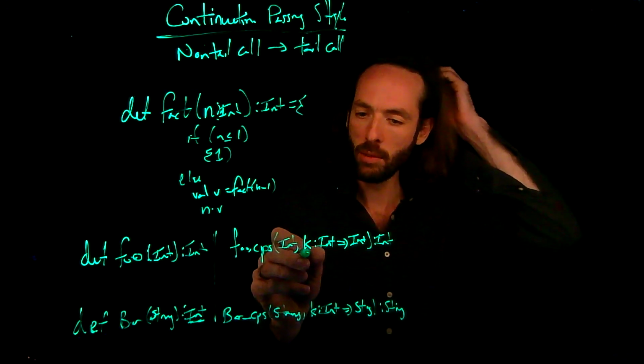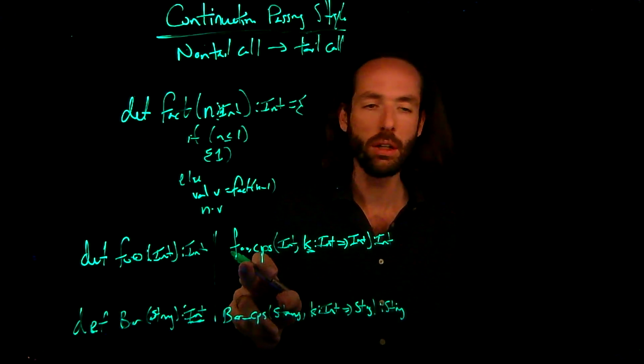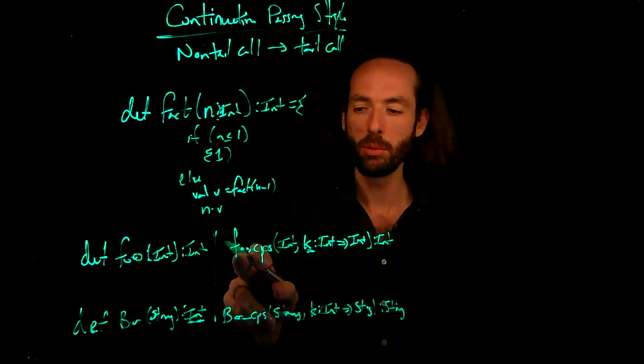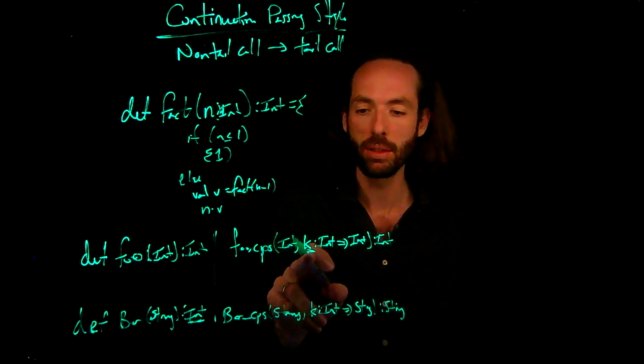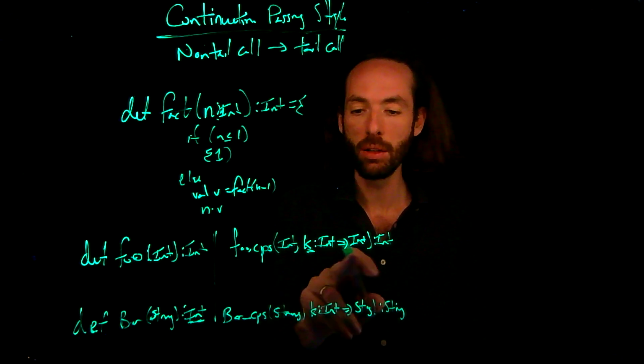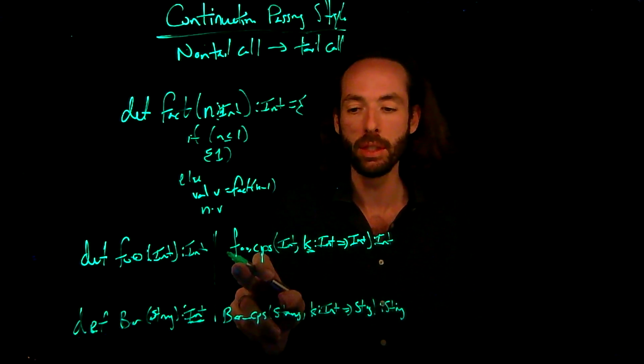And where does this k come from? It's going to come from whatever calls foo CPS. So whatever parent function called foo CPS is going to hand in all of the extra work that needs to happen after foo gets called.